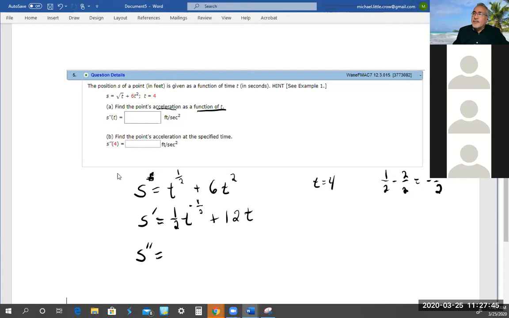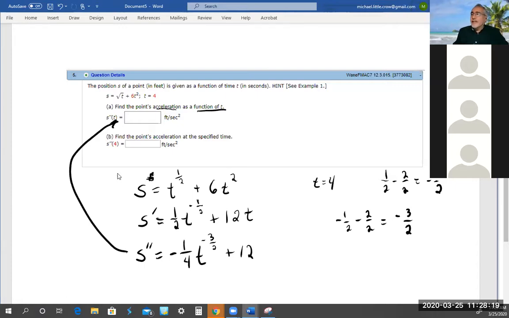So the negative 1/2 comes down, and you get negative 1/4. Then you subtract 1, so you've got negative 1/2 minus another 2 over 2, which gives you negative 3/2 for your exponent. And it'd just be plus 12. Plus 12, exactly, so that part's gone. So that's our derivative, and that's the A part answer. And then for the B part, we plug in 4 for t and do the calculation.